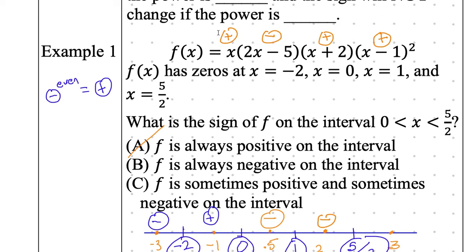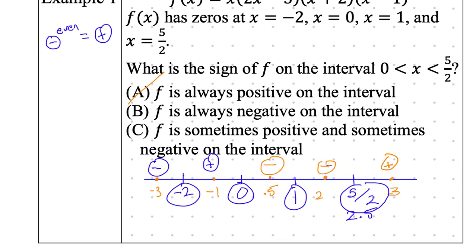Finally, when I plug in 3, I get a positive. When I plug in a positive 3, I get a positive 3. 3 times 2 is 6. 6 minus 5 is positive. So I have a positive times a positive times a positive times a positive. And that is a positive.